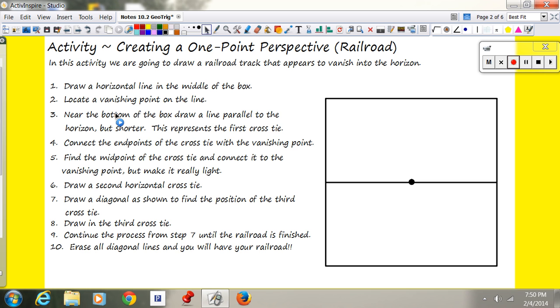Now near the bottom of the box, draw a line parallel to the horizon but shorter. This represents the first cross tie in the railroad. Again, pause it to do all these things. Pause it between steps. I'm just going kind of fast. So there's our first little railroad tie right here. Now connect the end points of the cross tie with the vanishing point. So those are our 2 end points being connected.